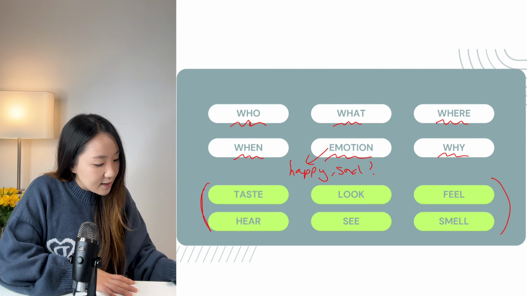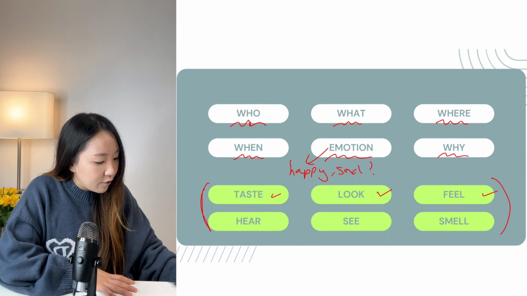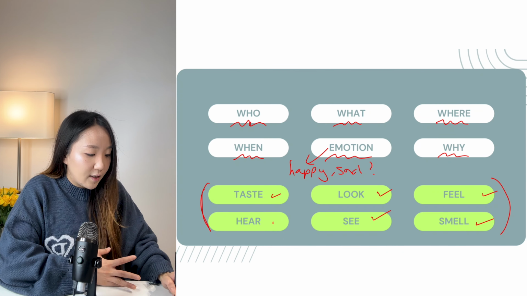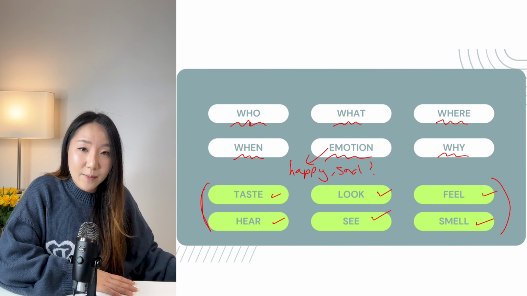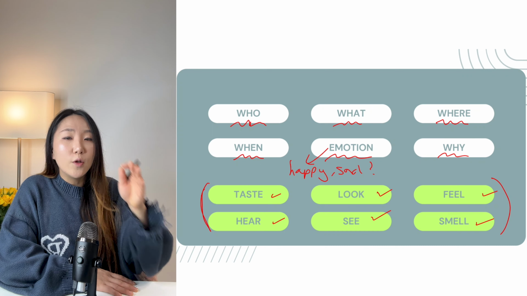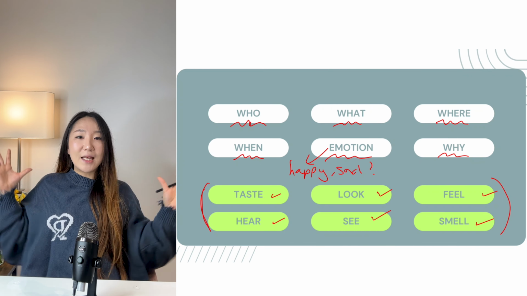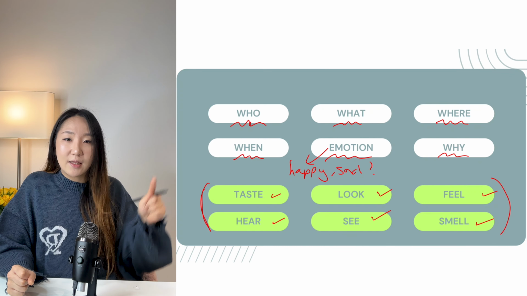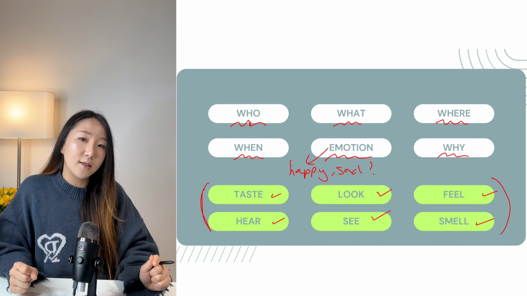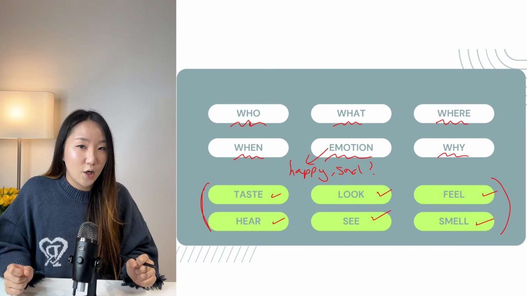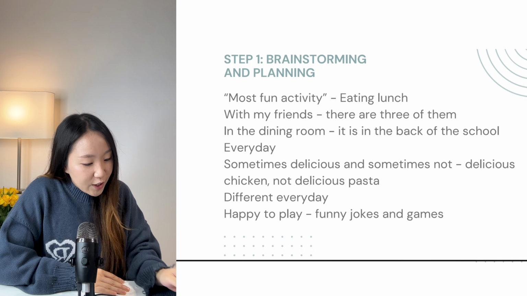So look at my list. Taste, look, feel, smell, see, hear. All very important to include. All makes your writing more interesting. Okay, so let's try it now. Let's try and put together a nice paragraph together. Hopefully you are following along okay. Let's try this together. Look at what I've got here.